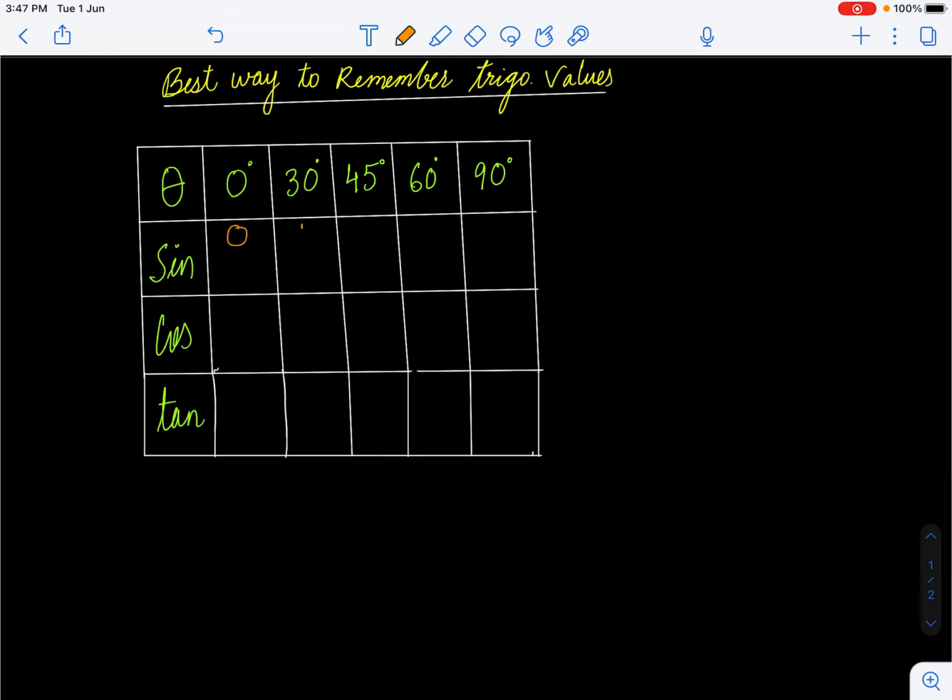I will write 0, 1, 2, 3, 4. As you can see, this is very easy. Now divide by 2, by 2, by 2, by 2, and again by 2. Next thing you have to do is just one more thing: take square root on all the values. So square root of 0, square root of 1, square root of 2, square root of 3, square root of 4. That's it, done.